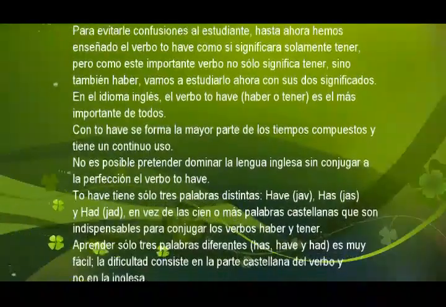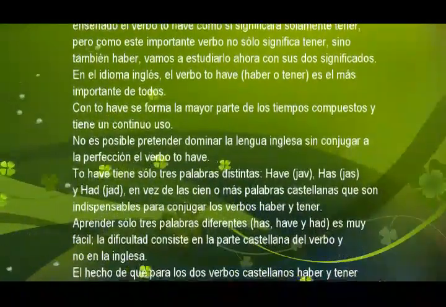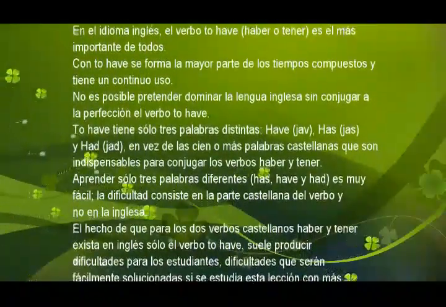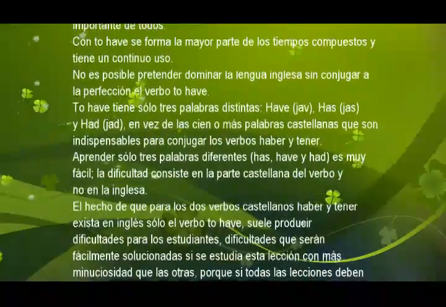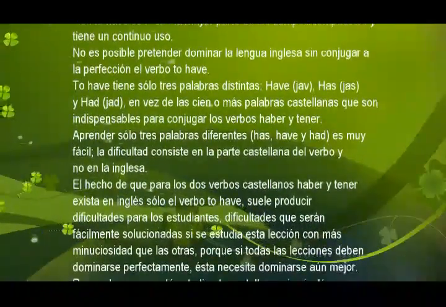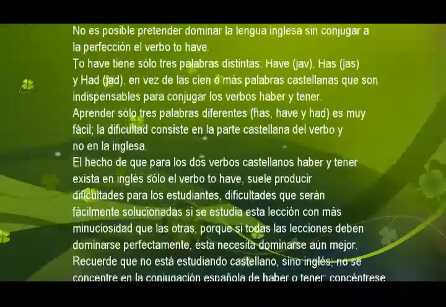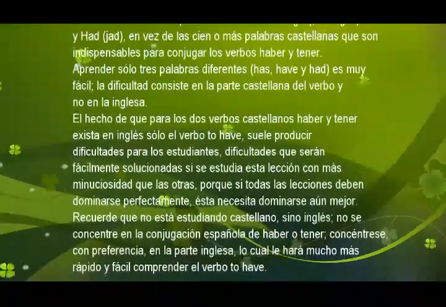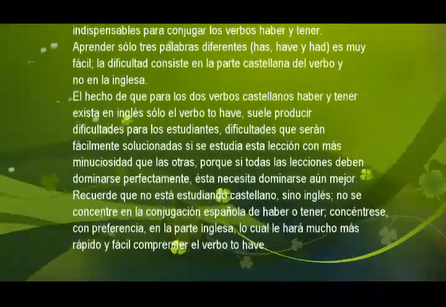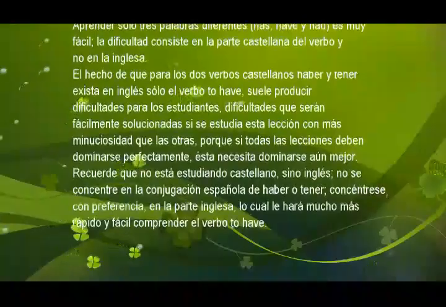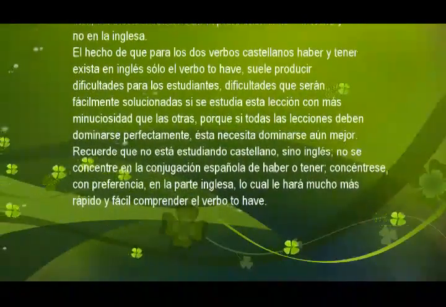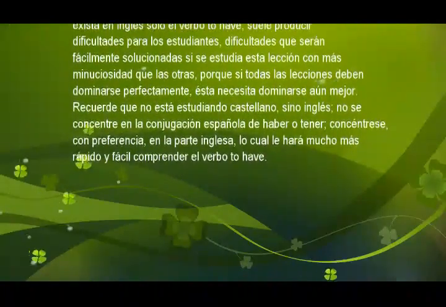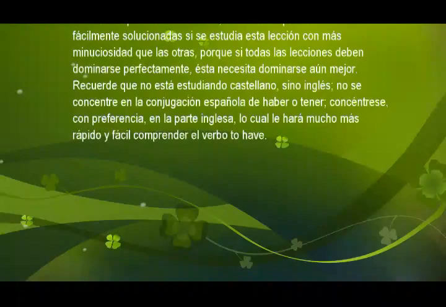To have tiene solo 3 palabras distintas, to have, has, y had en vez de las 100 o más palabras castellanas que son indispensables para conjugar los verbos haber y tener. Aprender solo 3 palabras diferentes, has, have y had, es muy fácil. La dificultad consiste en la parte castellana del verbo y no en la inglesa. El hecho de que para los dos verbos castellanos, haber y tener, exista en inglés solo el verbo to have, suele producir dificultades para los estudiantes, dificultades que serán fácilmente solucionadas si se estudia esta lección con más minuciosidad que las otras, porque si todas las lecciones deben dominarse perfectamente, esta necesita dominarse aún mejor.